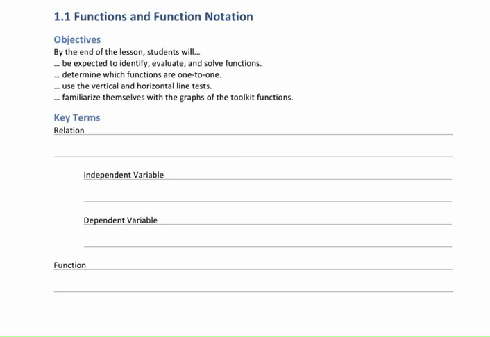Welcome. Today's lesson is on functions and function notation. By the end of the lesson, you'll be expected to identify, evaluate, and solve functions, determine which functions are one-to-one, use the vertical and horizontal line tests, and familiarize yourself with the graphs of the toolkit functions. We're not going to cover all of these toolkit functions today, but you will be expected to familiarize yourself with the functions on pages 16 and 17 of the required textbook.